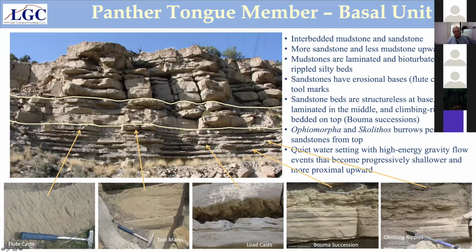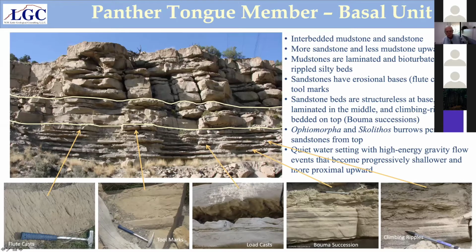Okay, so to have formed this interval right here, and we'll keep this in mind for a little bit, we need to have a setting in which the water at times is quiet enough to allow the clay to settle out, and at other times the energy is high enough to deposit these sandstones that go from essentially upper flow regime and drop down through the lower flow regime. And so high energy with decreasing energy during the time of the flow.